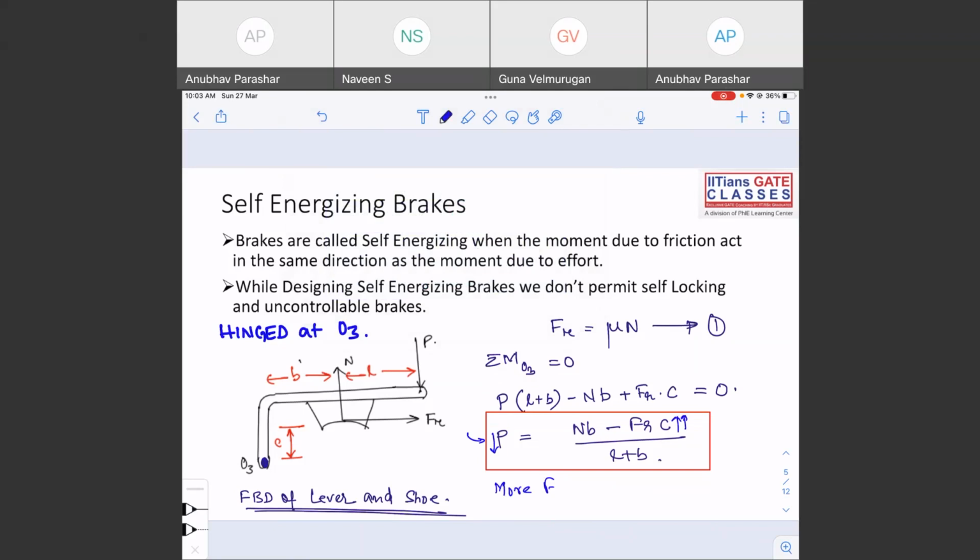More friction implies less effort required in this case. It will not always be so. It is not always, only in this case. Which case? Hinged at O3. Okay, it is only in this case, hinged at O3.